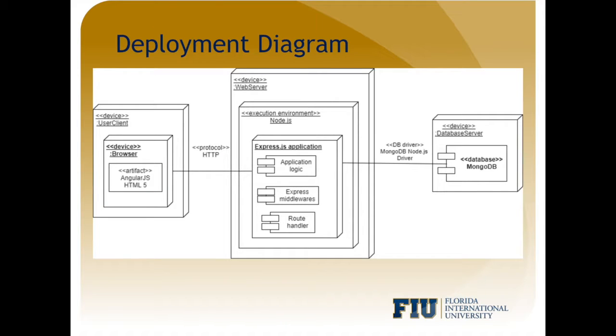Now this is our deployment diagram for the whole application. So our browser uses AngularJS and HTML5, that's the front end. And then our execution environment, it uses Node.js, which is the whole server. It has the application logic, the express middlewares, and the route handler. And then we have the database, which is MongoDB.